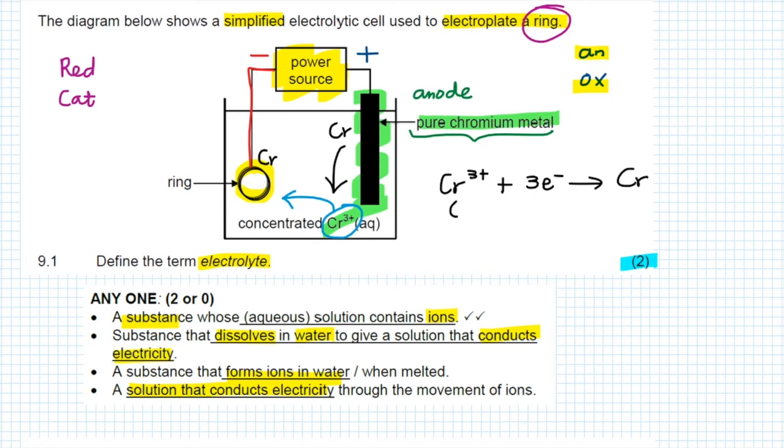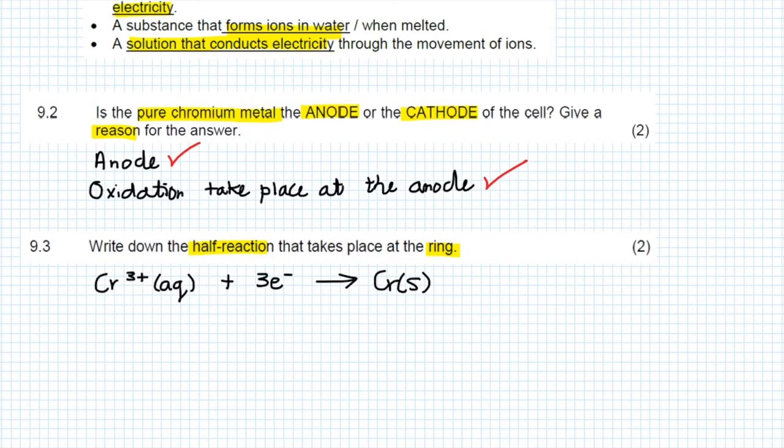We can show that the chromium ions are in solution while the chromium metal that forms is solid. For this answer, you're going to get your 2 marks provided that everything is correct, but it is actually not necessary for you to write down the phases of the reactant and product in this half reaction.